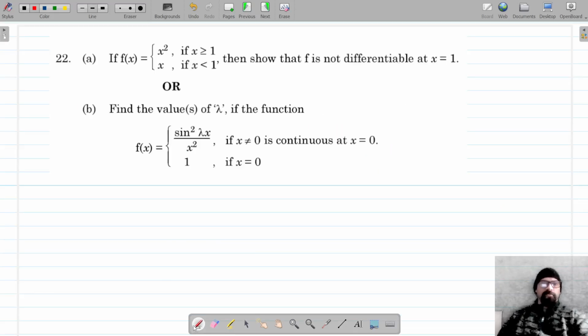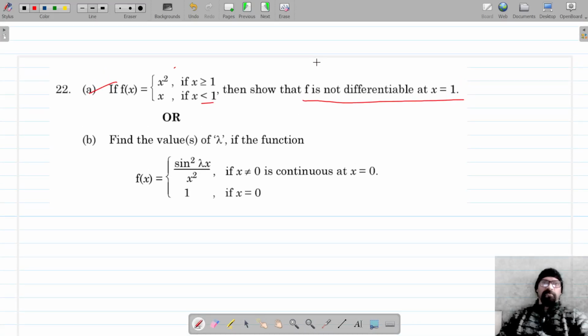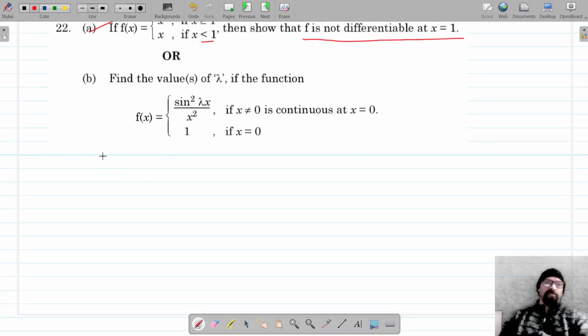Okay, for the next question, that is question number 22, part A. We are given that f of x is equal to x square when the value of x is greater than or equal to 1, and x when x is less than 1. We have to show that it's not differentiable at x is equal to 1. If it's not differentiable at x is equal to 1, that means the left hand derivative should not be equal to the right hand derivative. So let's find out the left hand derivative first.